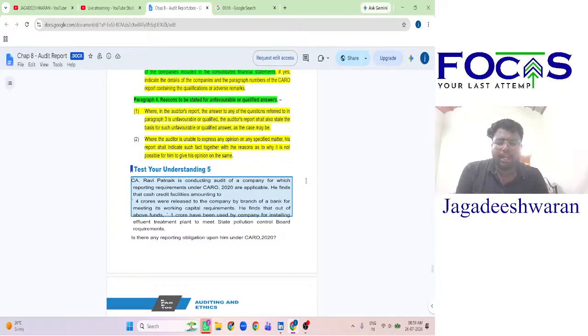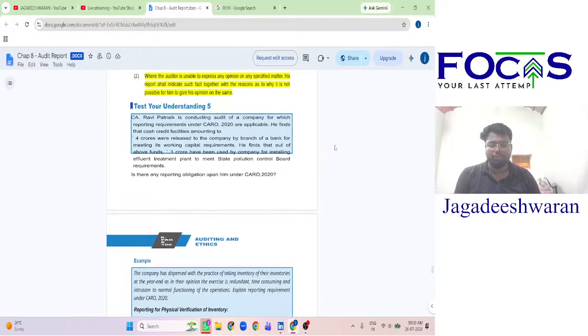Okay, then whether the auditor is unable to express any opinion on specified matter. If he is unable to express, his report shall indicate such fact together with the reasons as to why it is not possible for him to give his opinion on the same. So you need to disclose this too. Okay, there should be transparency. If it was qualified, you need to give the reason for giving a qualified opinion, and if you are unable to express any opinion, you have to mention that fact and also the reason why you are unable to express an opinion on that. That is what para 4 is.